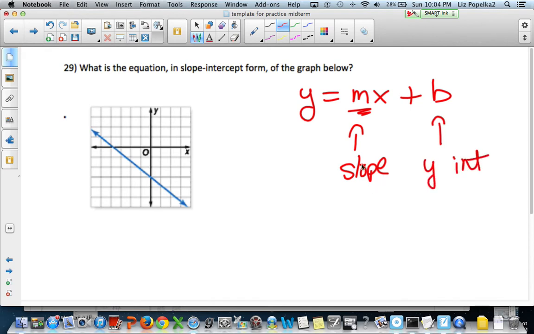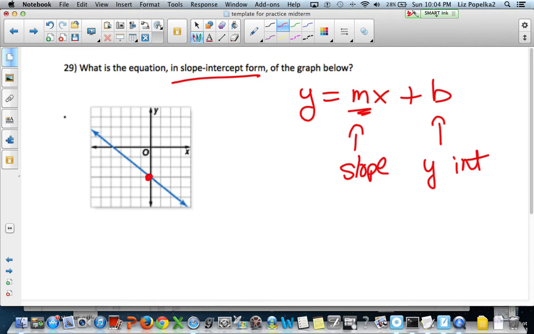So if it's in this format, you'll always have a y by itself, then the number in front of the x will be your slope. The number at the end is going to be your y-intercept. That's why it's called slope-intercept form, because it gives you the slope and your y-intercept. Again, remember that slope is also the same thing as rate of change. So let me find my y-intercept first.